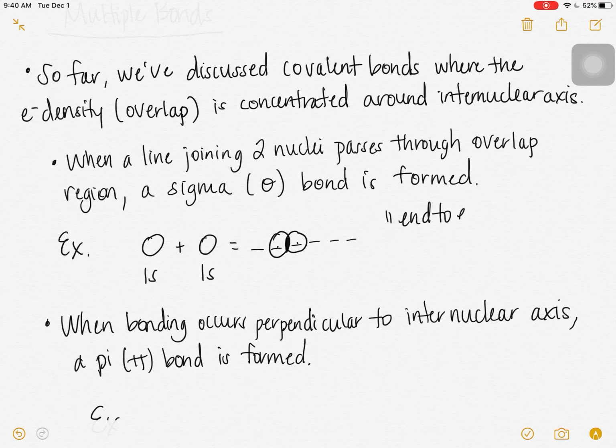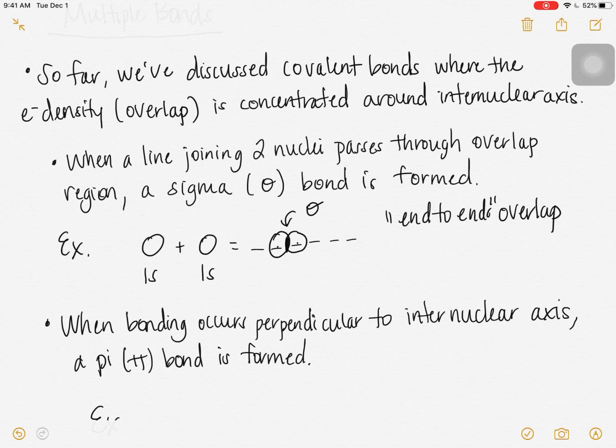You'll hear me sometimes refer to it as kind of an end-to-end overlap, because the overlap is occurring and they're like butting up against each other, so to speak. So that's called a sigma bond. It's still a covalent bond, but it's a sigma bond, and it gets this symbol sigma, which is a Greek letter. So this is a sigma covalent bond.